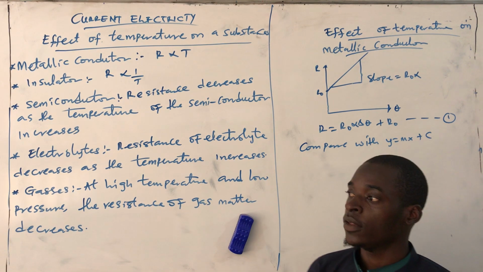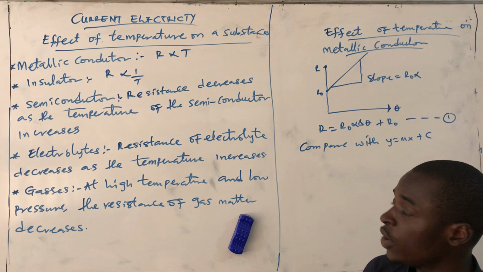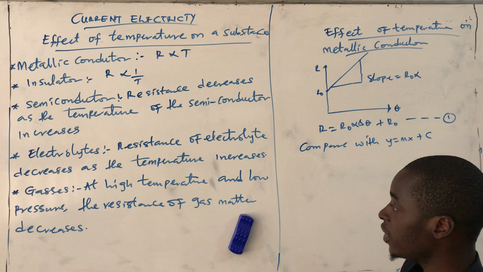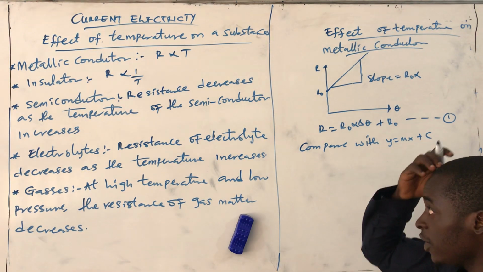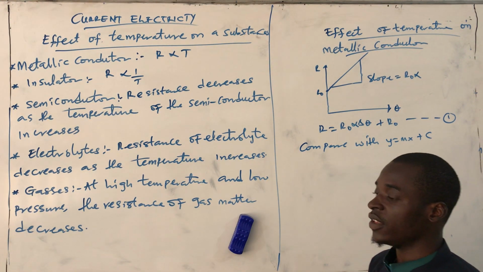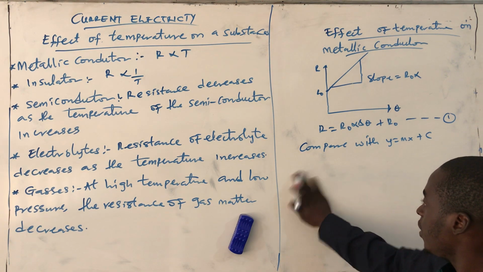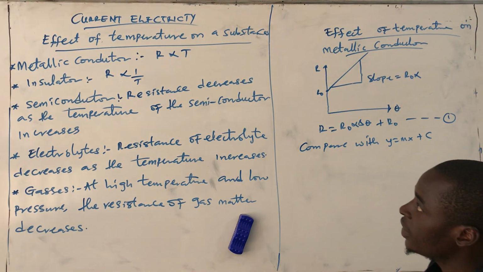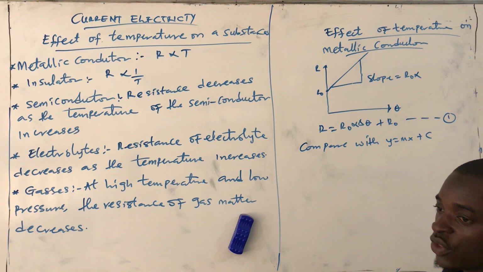Welcome back everyone. In our last video we discussed the factors affecting resistance, and in this factor we said that the resistance depends on the resistivity of the material, the length of the material, the cross-section area, and the nature of the material applied. Now we are going to be looking at the effect of temperature on a substance.